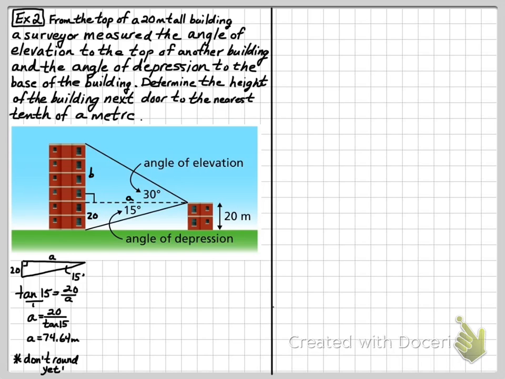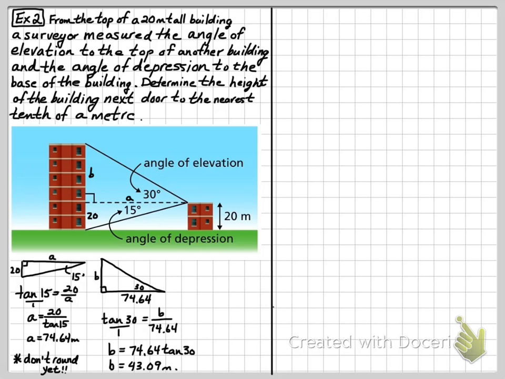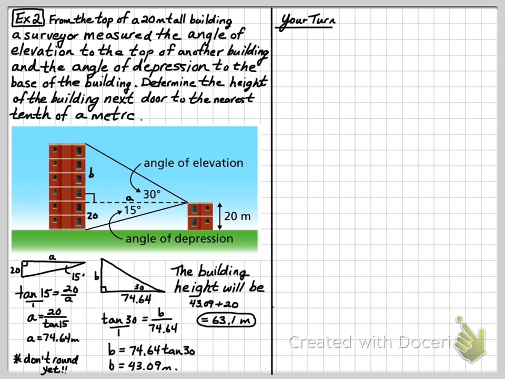Now, we're going to use that in figuring out B. This time, as I said earlier, don't round. We're going to get the tangent of 30 degrees is going to be B over 74.64. And when you put that over 1 and you cross multiply, you're going to get 74.64 times the tangent of 30, and B is 43.09. Now we know that the total height of the building next door is going to be 20 plus 43.09, and that's going to be 63.09 or 63.1 meters.